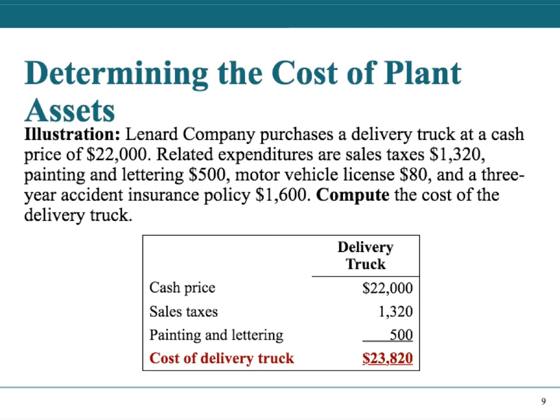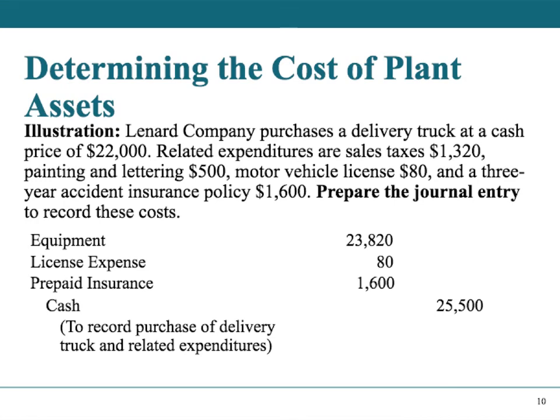A 3-year accident insurance policy. Well, it's a 3-year accident insurance policy, not during transit, but it's actually your prepaid insurance. So it will look like this. Equipment $23,820. You've got license expense for $80, and then prepaid insurance for $1,600. In total cost, total cash for everything that we just paid.